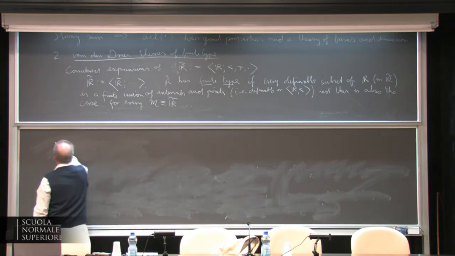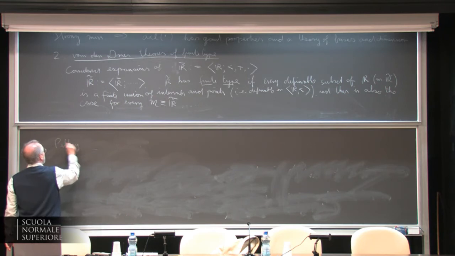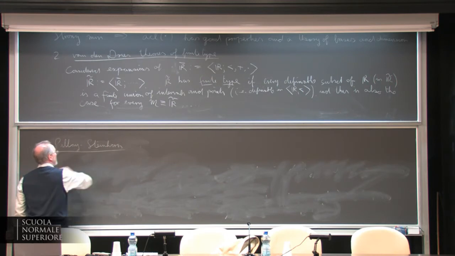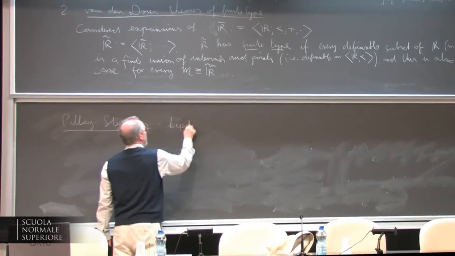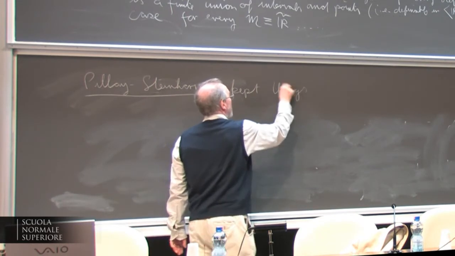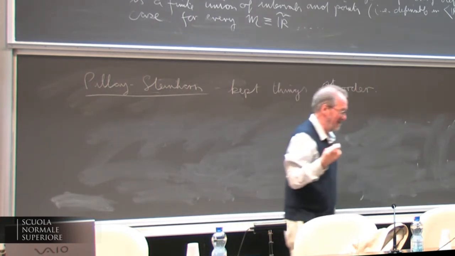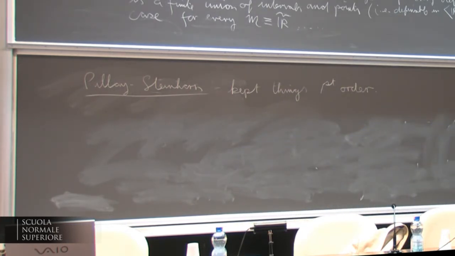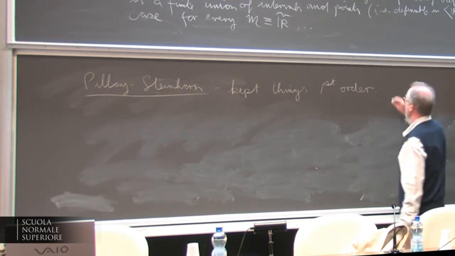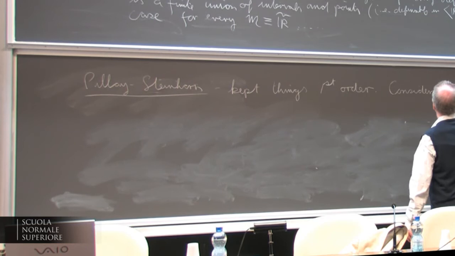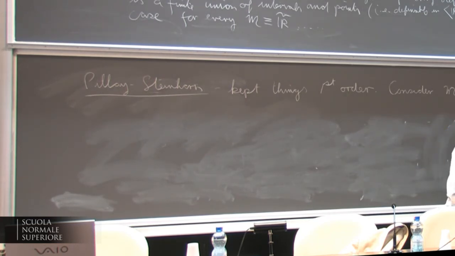So Pillay and Steinhorn, you might say, kept things first order by banishing, at least psychologically, all notions of completeness we have about the reals, and they just take any structure with an ordering and possibly extra structure.